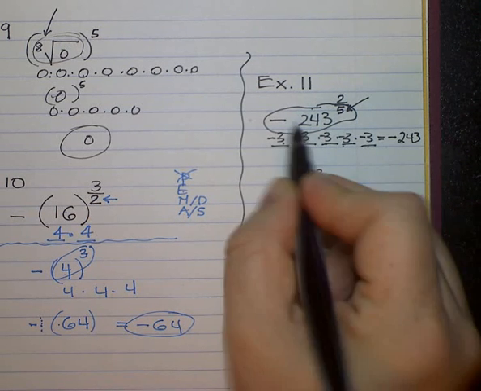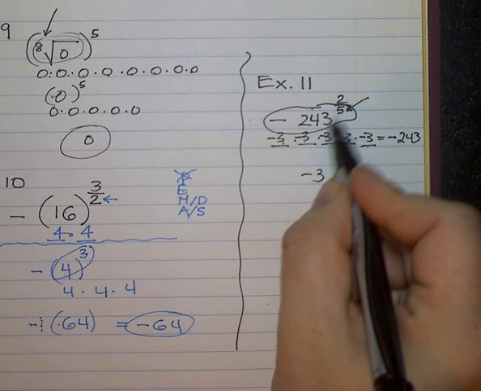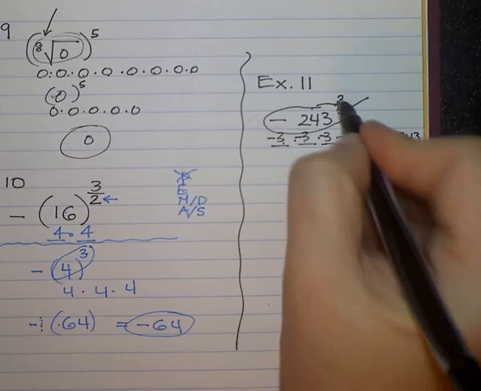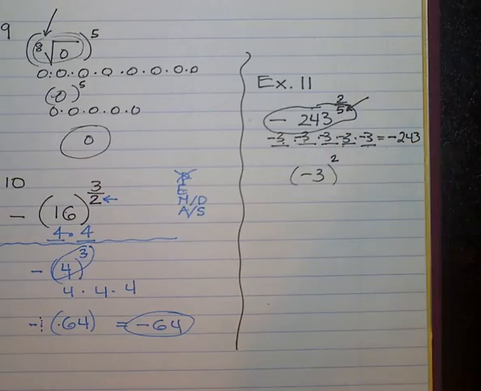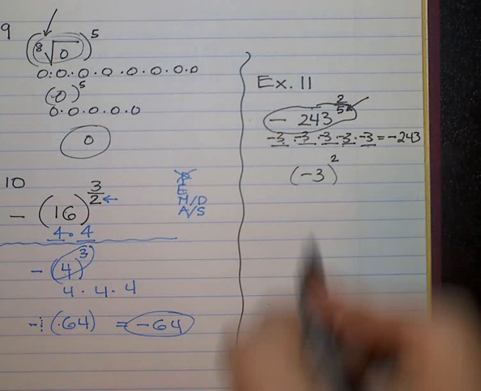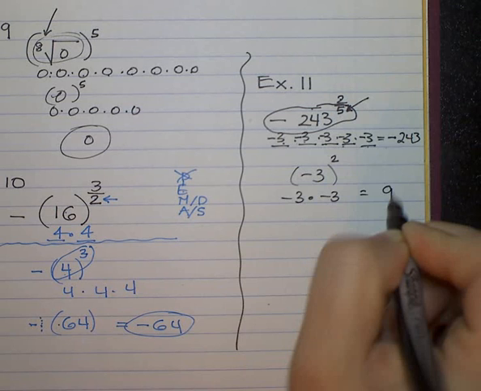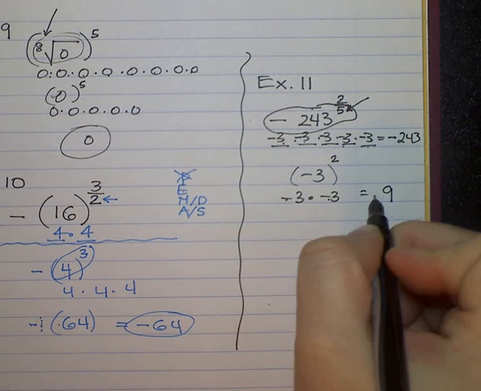Okay, we're going to take this negative 3. I just evaluated this portion, so I'm going to put it in parentheses. And now I'm going to bring down the 2. What is negative 3 squared? So negative 3 times negative 3. 3 times 3 is 9. An even number of negatives makes it positive.